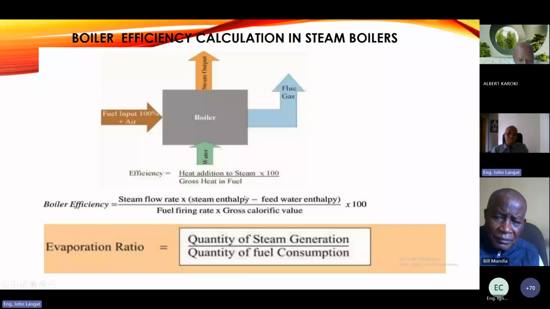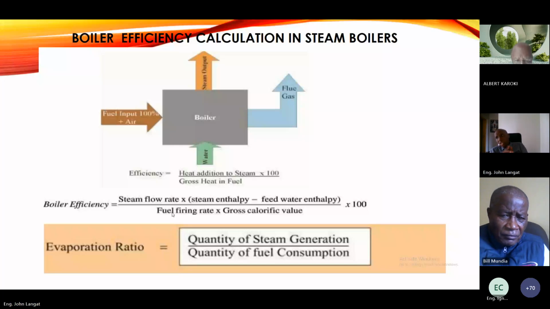Firing rates, most organizations do measure the volume of biomass they use. For the tea sector, they use the cuboid, and they record every 30 minutes or every hour, and they tell you I've consumed 1 cubic. So you need to understand that 1 cubic of firewood equals how many kg. From there you'll get your efficiency.